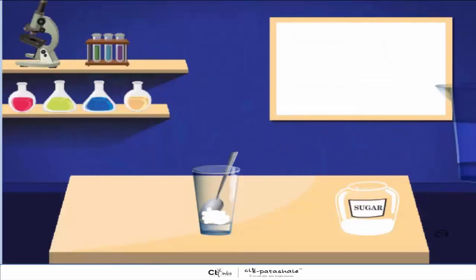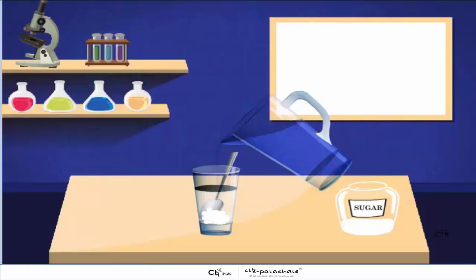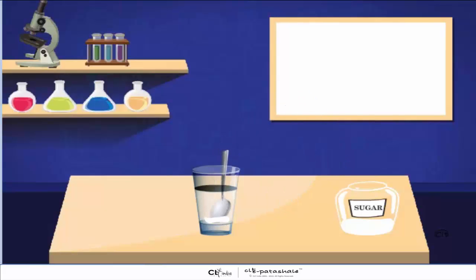You take a spoonful of sugar and mix it in the glass of water. Now after some time, if you continuously stir it, you will see that you cannot see any sugar left there. So this is an example of a homogeneous mixture where there are no different phases, it is uniform and you cannot separate one from the other.